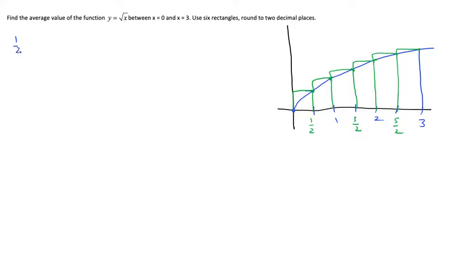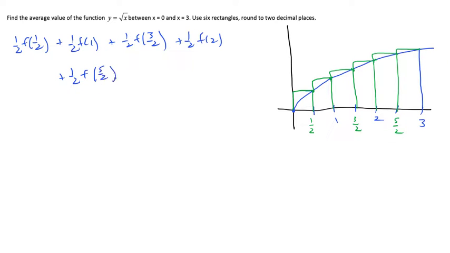It's going to be 1/2 times f of 1/2 plus 1/2 times f of 1 plus 1/2 times f of 3 halves. F of 3 halves here, that's the height, and then 1/2 is the length of this one. And then 1/2 times f of 2 plus 1/2 times f of 5 halves plus 1/2 times f of 3. So what these 6 terms are doing here is finding the area of each of these 6 rectangles.